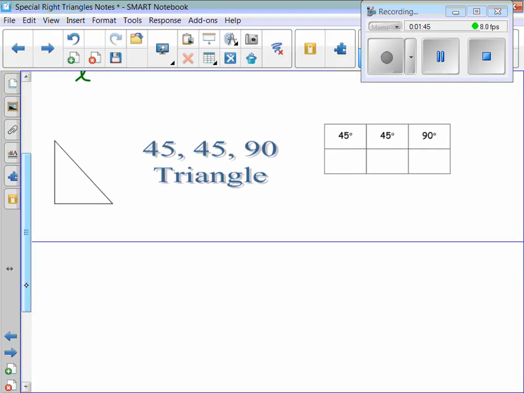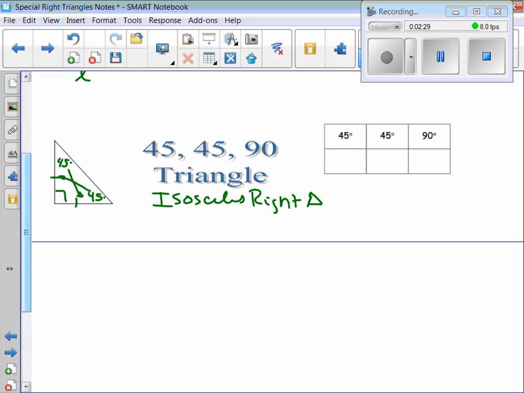Next, we have a 45, 45, 90 triangle. So we know that the 90 gives us a right angle, and the other two angles are 45 degrees. Again, that is adding up to 180 degrees. If you're looking at this triangle and you're thinking, hey, two of these angles are the same, that tells us something special. This is actually an isosceles right triangle. The word isosceles means there's two sides that are congruent. So since two angles are congruent, the sides across from those angles are also congruent. That's where isosceles comes from. The two sides are congruent.